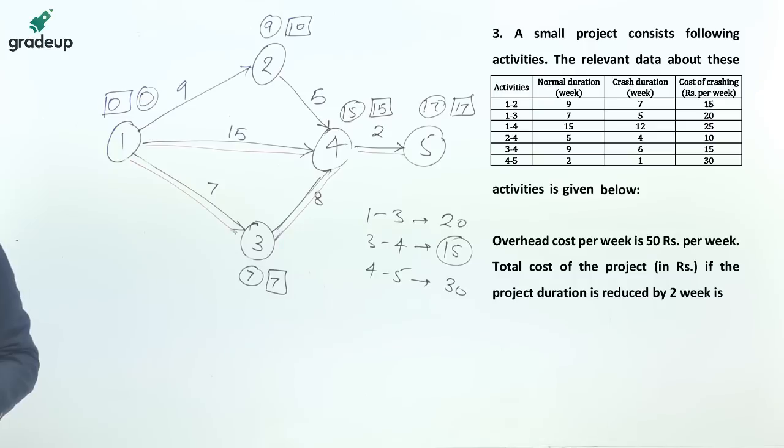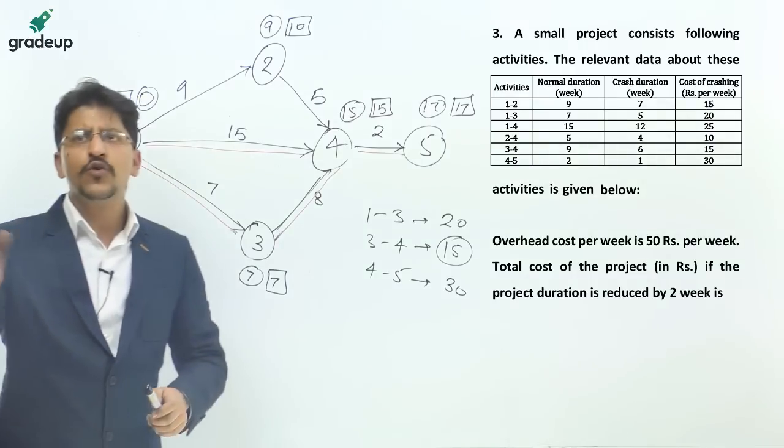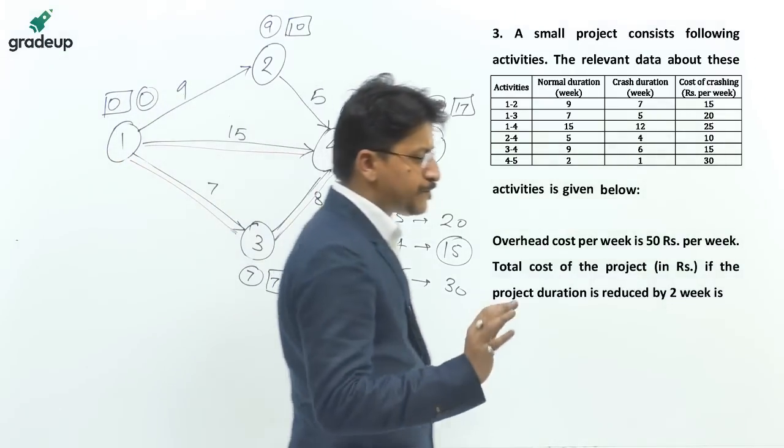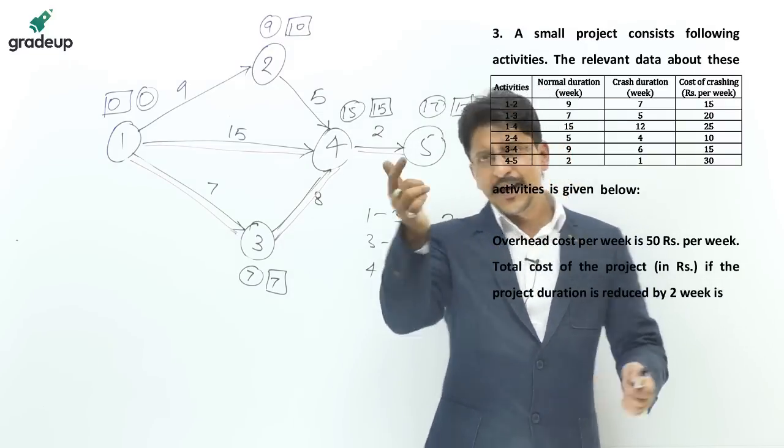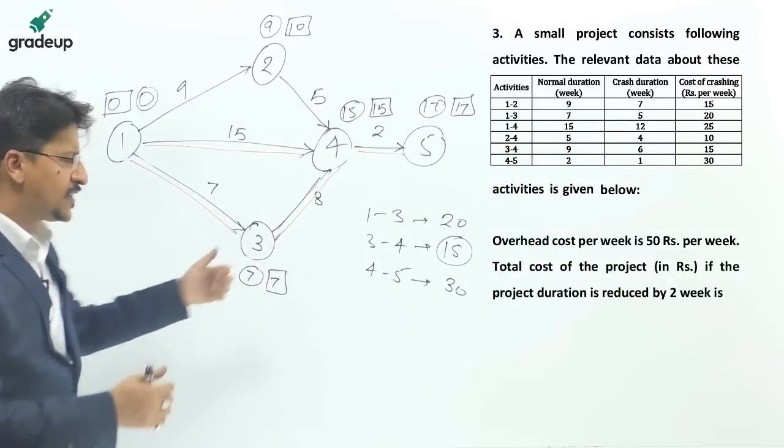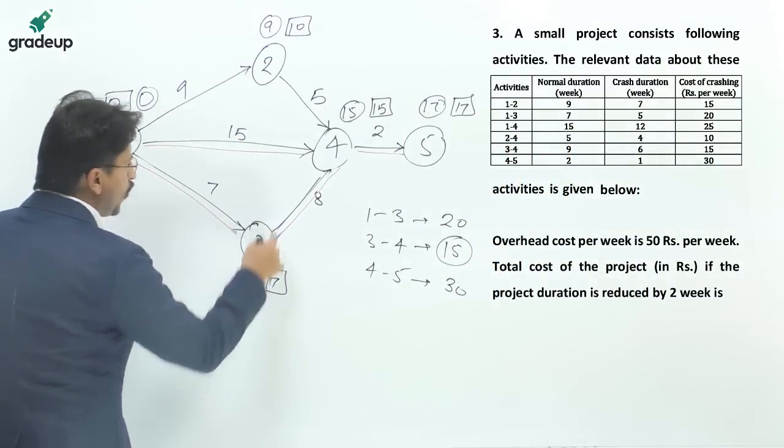Why can't we crash 3, 4 by 2 days here, sir? 3, 4 by 2 days? We will do it one by one. You will understand why we can't crash it by 2 weeks. Just see here.